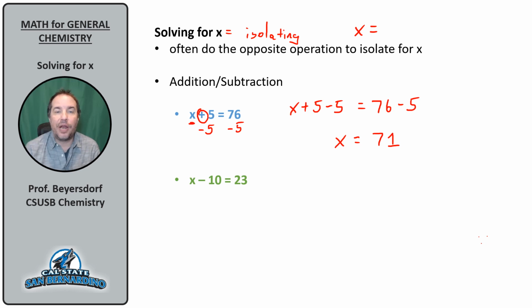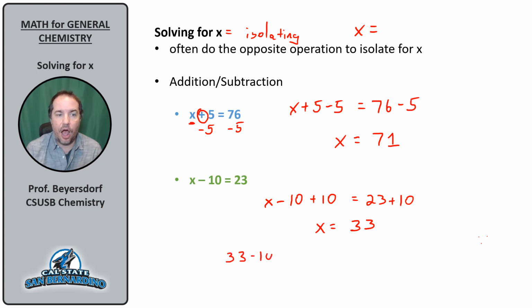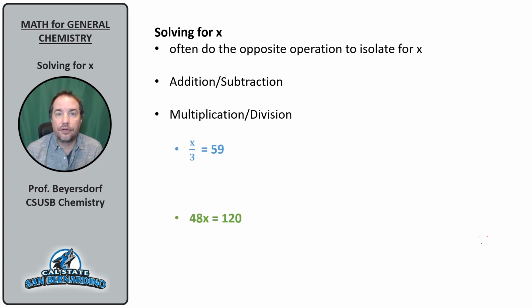Let's look at this second one. x minus 10 equals 23. Here, I'm going to add 10 to both sides, and I would get x equals 33. And this makes sense because if I do 33 minus 10, oh wait, I do get 23, so it checks out. Let's look at this if we have multiplication and division.